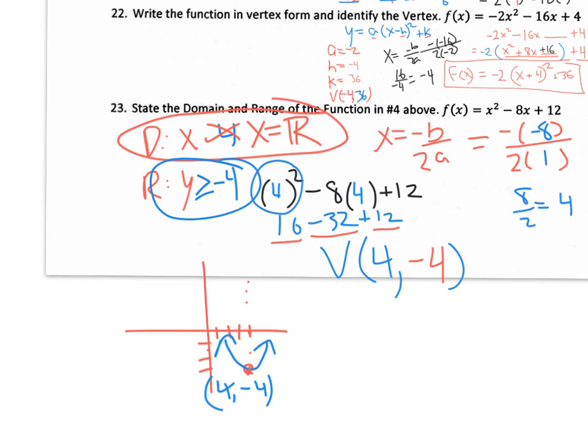So the domain, x equals all real numbers. That's another important thing to remember. Any domain of any parabola, whether it's opening up or down, whether it's wide or narrow, doesn't matter. Any parabola is going to have the domain x equals all real numbers because it goes both left and right forever. The range, on the other hand, you have to think, is it above the y value of negative 4 in this case, or below the y value of negative 4? If it's above, you write greater than. If it's below, you write less than.